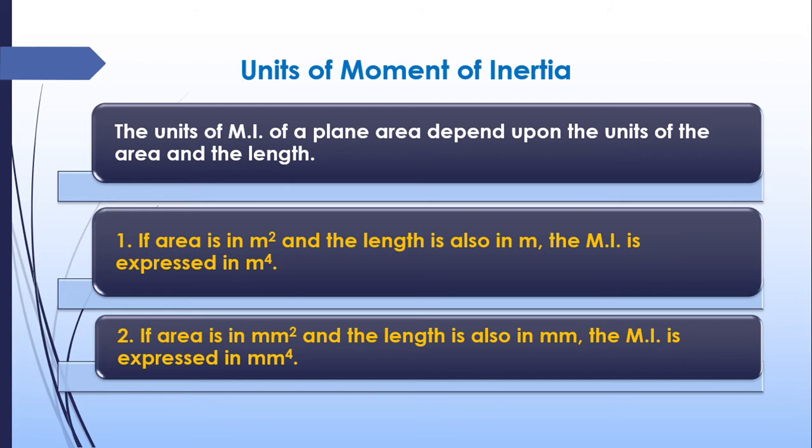One is the unit of the area and the unit of the distance. If the unit of area is in meter square and the unit of distance is in meter, then the unit of moment of inertia will be meter raised to 4. If area is in millimeter square and length is in millimeter, then the expression has a unit of millimeter raised to 4. So this is about the unit.